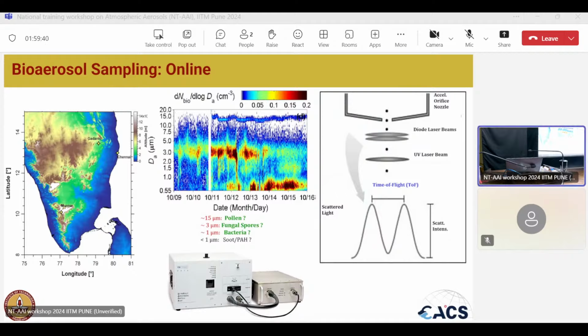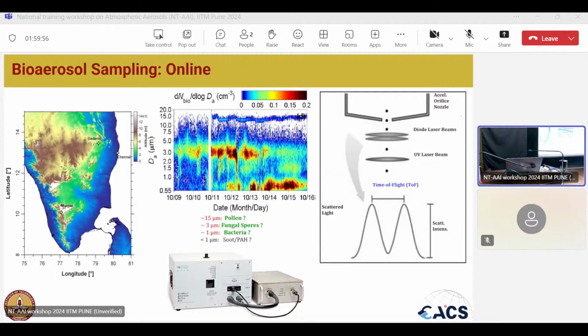So it's a very simple technique: you accelerate a particle through a nozzle. Then you have two diode laser beams, so you know this distance. So from how much time it takes to cross these two red lasers, depending upon the time of flight, you can know the size of that particle.